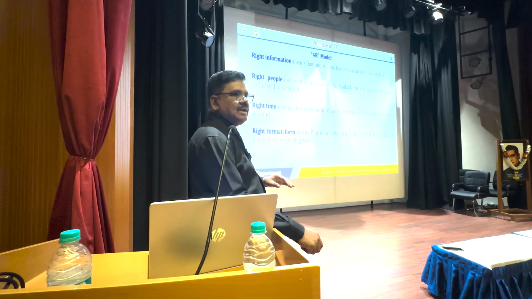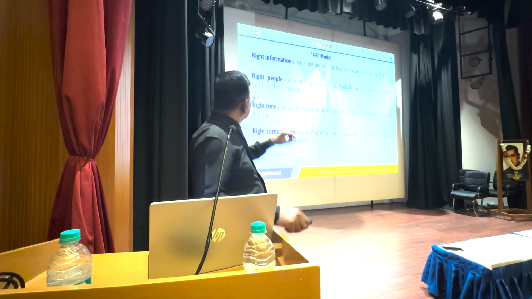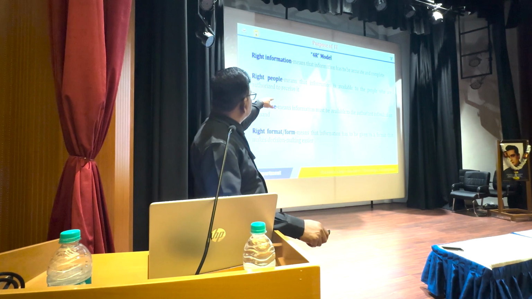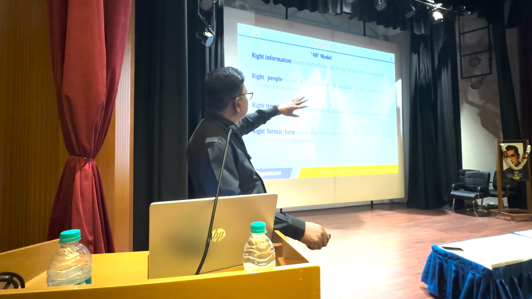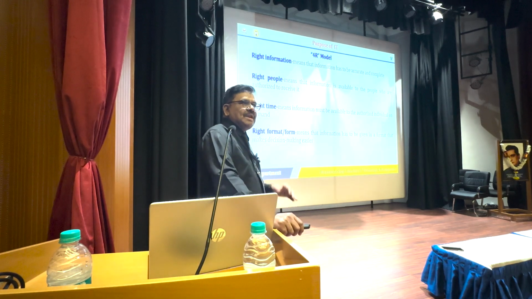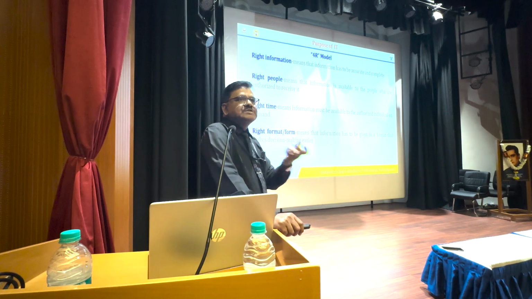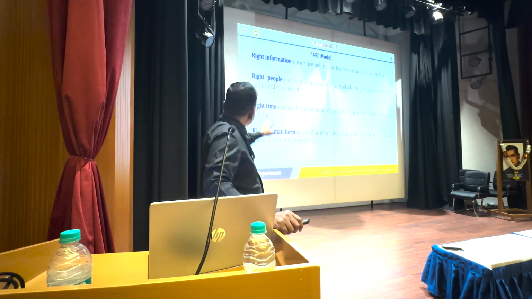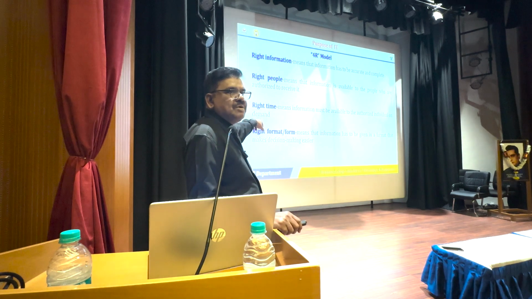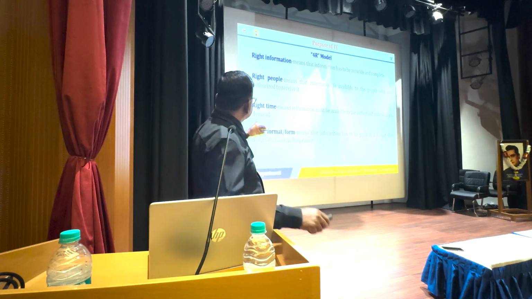What is right people? Only the people who are authorized should receive the information. That means information is available to the people who are authorized to receive it. Right time. What does right time mean? Whenever the authorized person asks or demands for it, only then do they have to supply. They cannot simply supply until they ask. That is the right time.